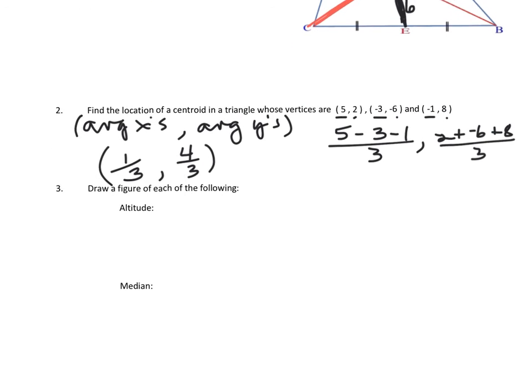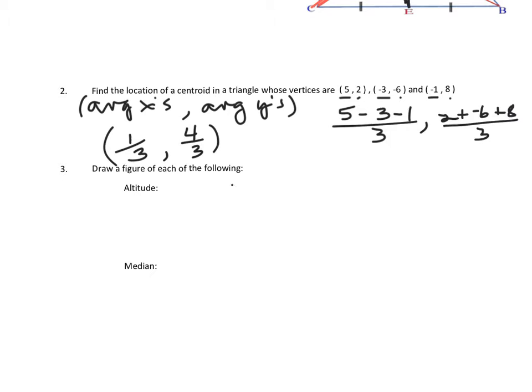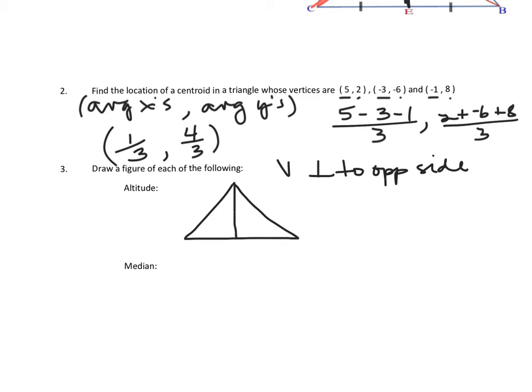Draw a figure of each of the following. The altitude. We'll just draw, well, I was going to say just an acute triangle. I'm trying to remember what is on the exam. But remember, it's vertex, perpendicular to opposite side. Not necessarily to the midpoint.